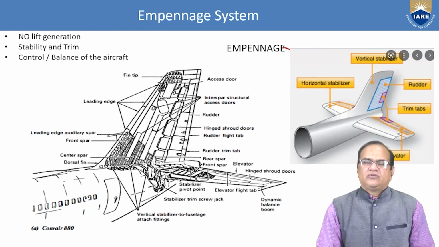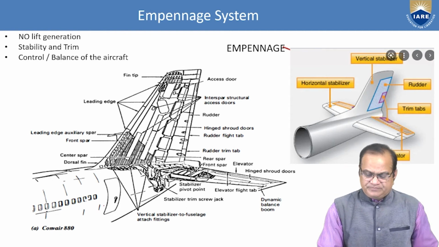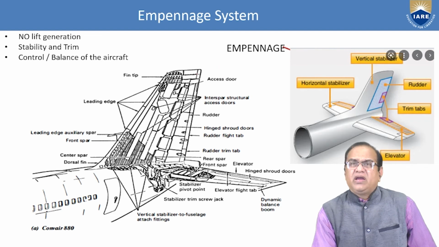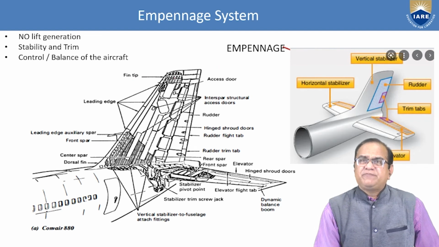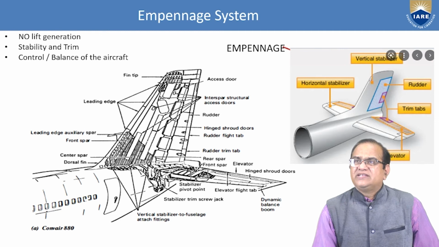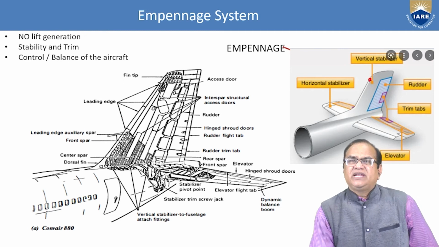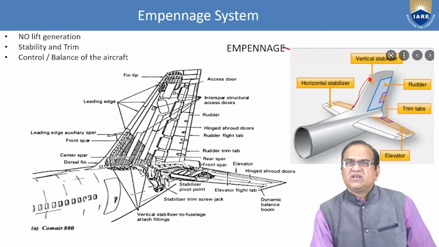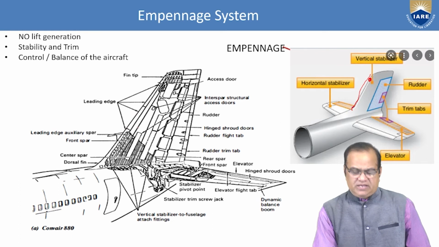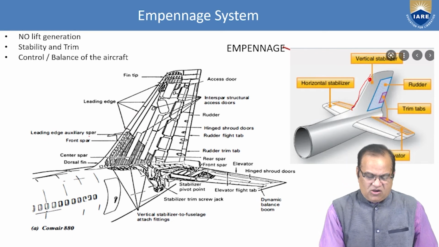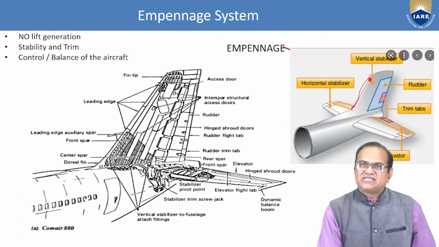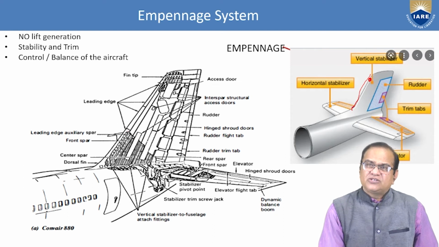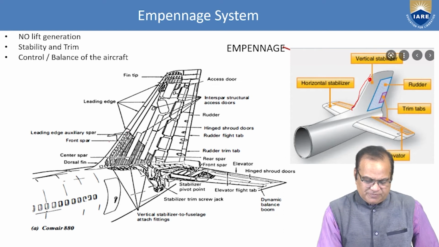Okay, so if you see here, this is the fin tip. Okay, here this is the fin tip. Then this is called the leading edge. If you see here, from here to here, this is the leading edge of the vertical stabilizer. Then we have the leading edge auxiliary spar. One spar is here. Here also we have a spar. Front spar and the center spar we have.